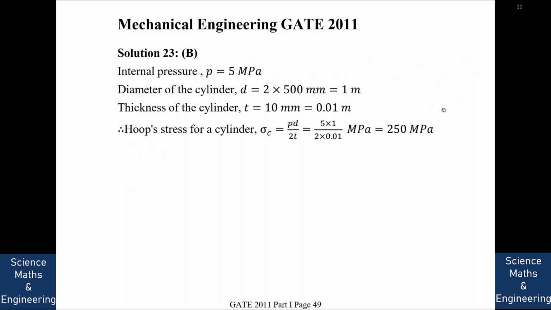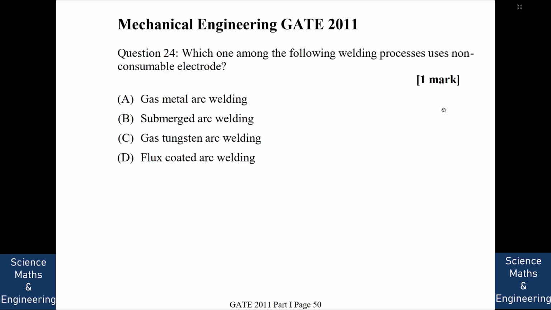So we know pressure P is 5 megapascal, diameter is 1 meter, thickness is 0.01 meter, and we know the hoop stress for a cylinder, sigma c, is equal to PD by 2t. So from here we get sigma c equal to 250 megapascal. So we'll go to the next question.